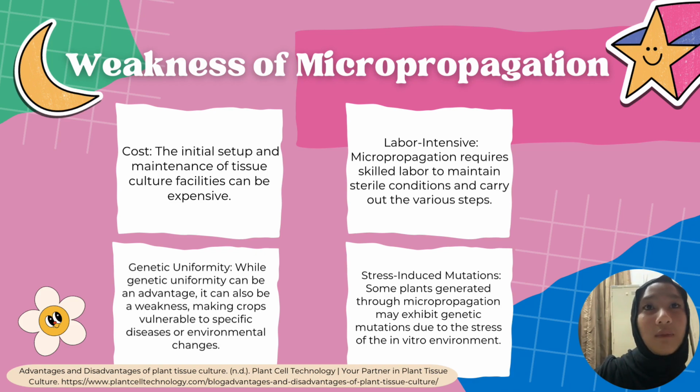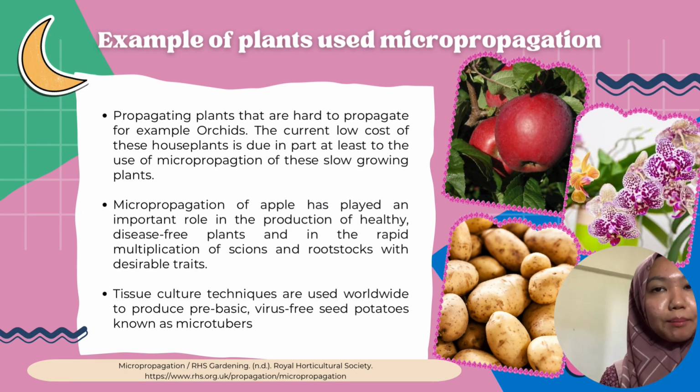Micropropagation requires skilled labor to maintain sterile condition and carry out the various steps. Third, genetic uniformity. While genetic uniformity can be an advantage, it can also be a weakness, making crops vulnerable to specific disease or environmental change. Fourth is stress-induced mutation. Some plants generated through micropropagation may exhibit genetic mutation due to the stress of the in vitro environment. So next, this is the example of plants used in micropropagation.